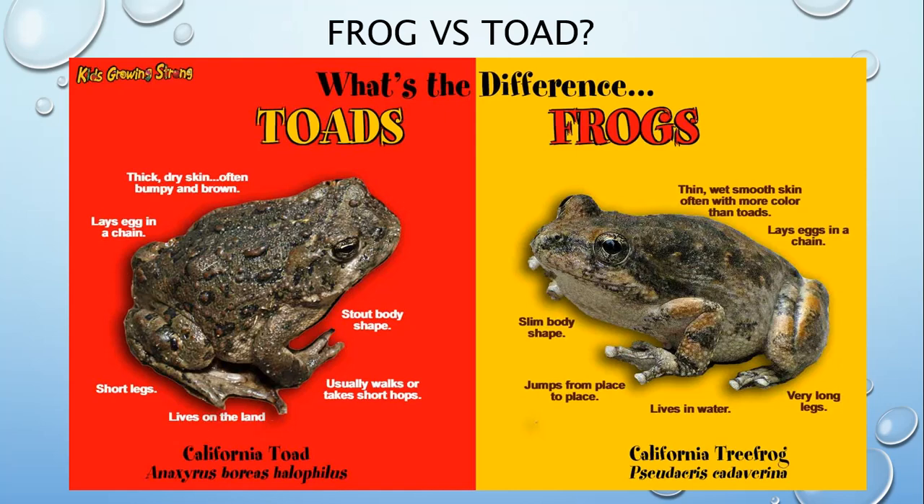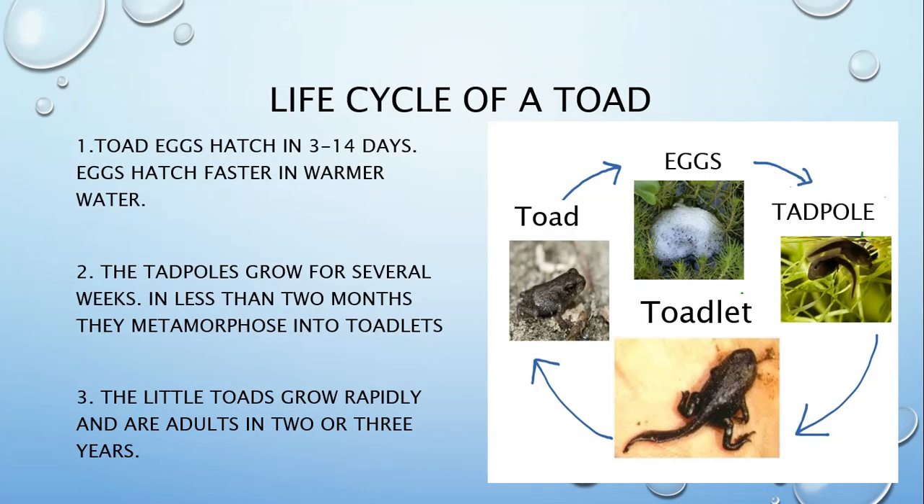And how do they move from place to place? Well, toads, I guess, walk, or they take short hops, but frogs jump, and they jump a lot. Okay? So hopefully that helps explain a little bit the difference between a frog and a toad. So now we're going to look at the life cycle of a toad.